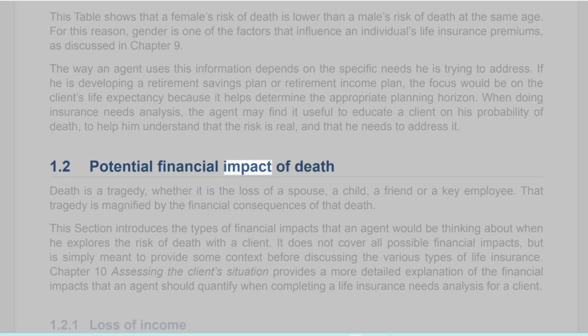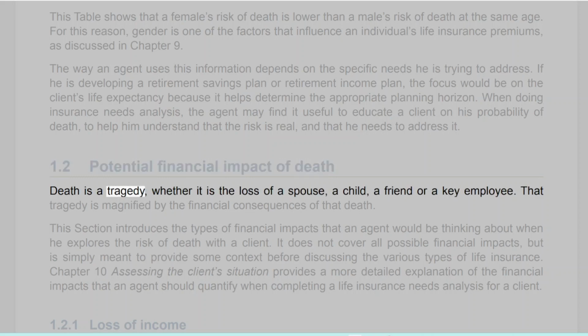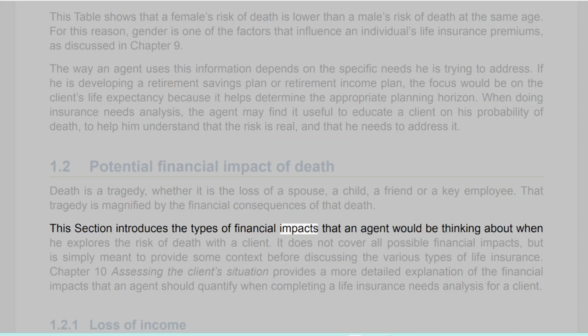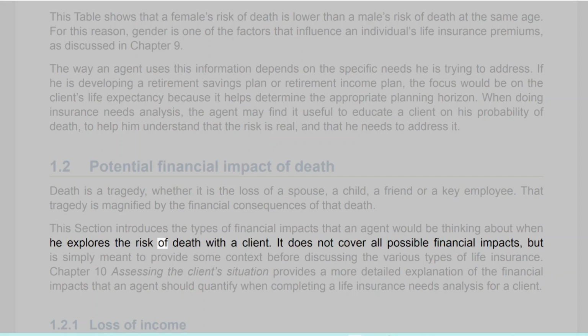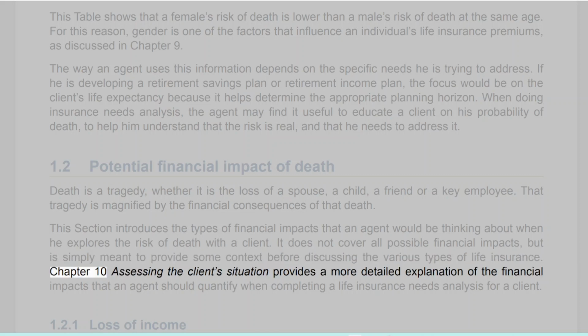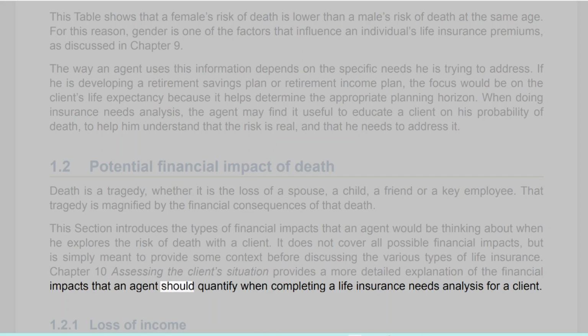1.2 Potential financial impact of death. Death is a tragedy, whether it is the loss of a spouse, a child, a friend, or a key employee. That tragedy is magnified by the financial consequences of that death. This section introduces the types of financial impacts that an agent would be thinking about when he explores the risk of death with a client. It does not cover all possible financial impacts, but is simply meant to provide some context before discussing the various types of life insurance. Chapter 10, Assessing the Client's Situation, provides a more detailed explanation of the financial impacts that an agent should quantify when completing a life insurance needs analysis for a client.